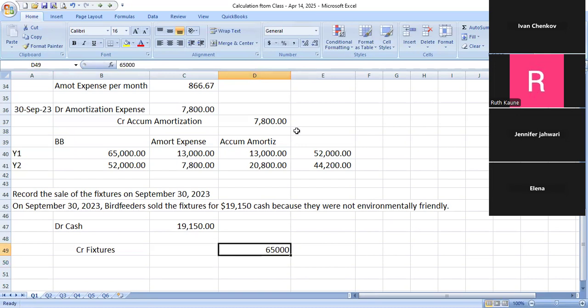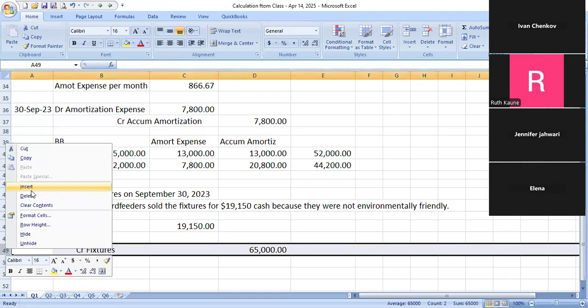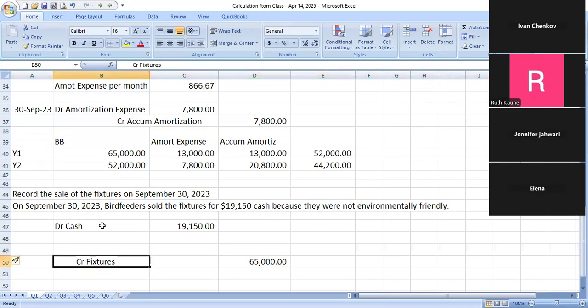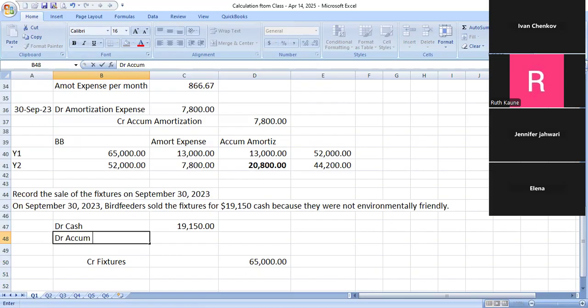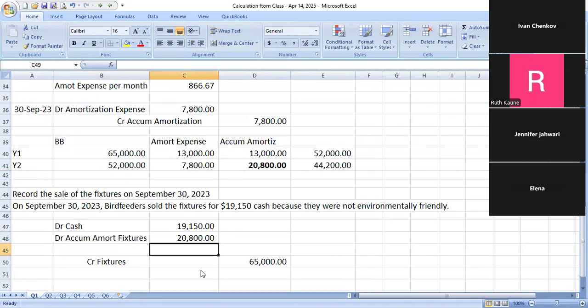So now I don't have fixtures, but I have this tricky account, accumulated amortization, which is a contra account to the fixtures. It is also a companion account to the fixtures. If I don't have fixtures, can I have the accumulated amortization of fixtures? Can I carry that account with me? No. Do I know my accumulated amortization until the point of sale? Yes. Let's get rid of that. Debit accumulated amortization of the fixtures, and that will be equal to 20,800.